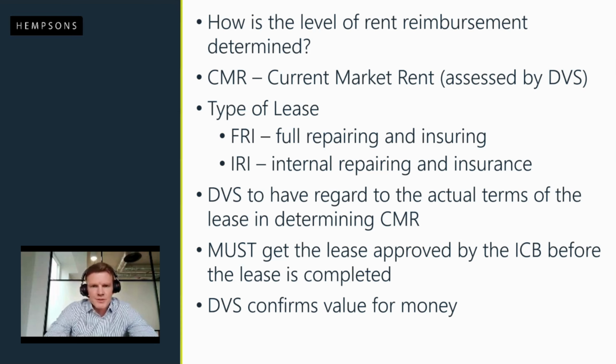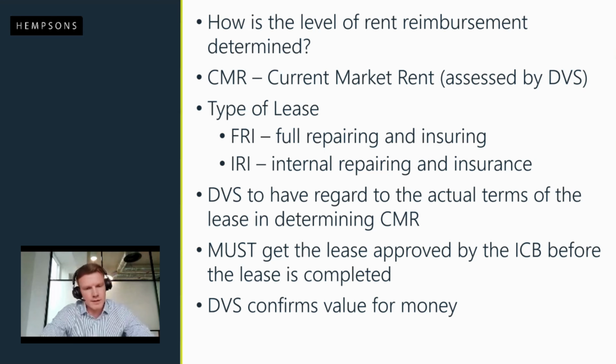So just to make the distinction, on the other hand, with the IRI, internal repairing insuring lease, the CMR, the current market rent, should, in an ideal world, match the amount of the rent payable to the landlord under the lease, because the tenant does not have, in that case, any obligations in respect of external repairs, maintenance. Generally speaking, the fact that the lease is more favourable to a tenant in that respect is reflected in a higher annual rent payable to the landlord. But as I say, in terms of the CMR and the rent, you would hope those would be the same.